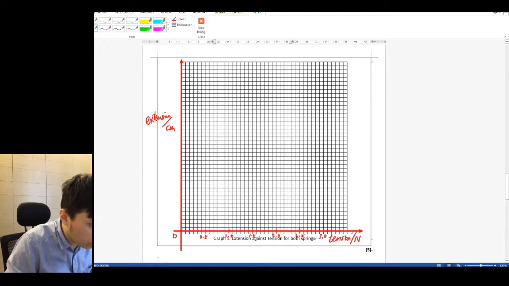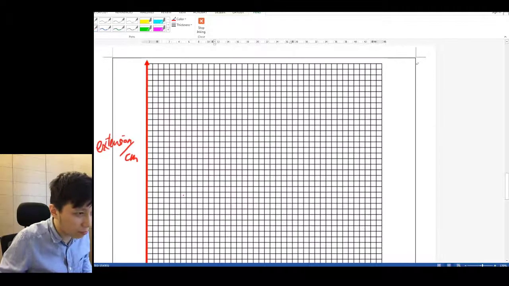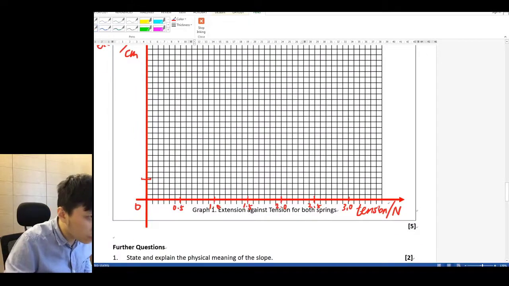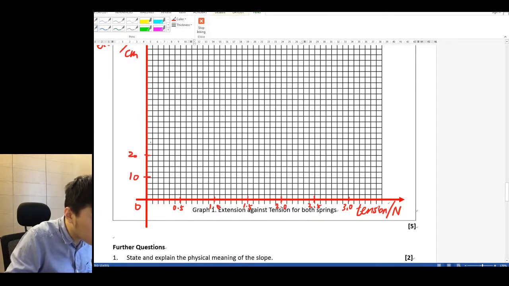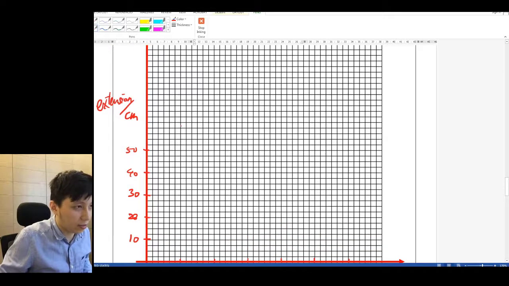So here we have 1, 2, 3, 4. Okay, zoom in a bit more. 4 grids to be 10. And you want to choose something that is sensible as well, because otherwise it will be hard for you to plot and find the data later on.